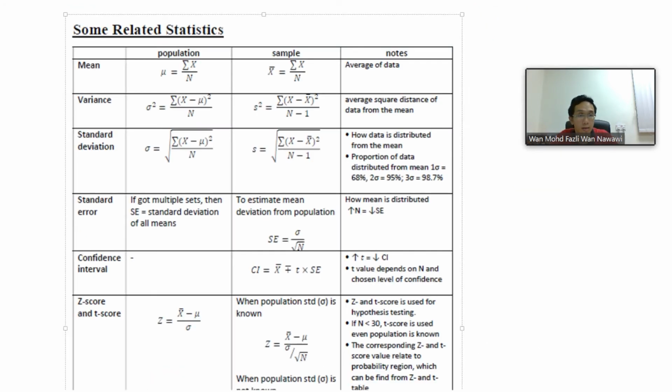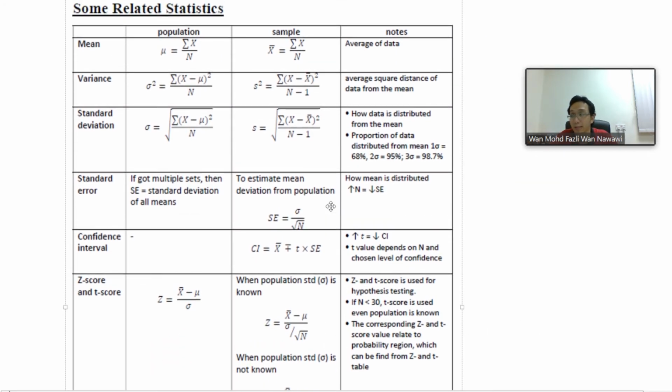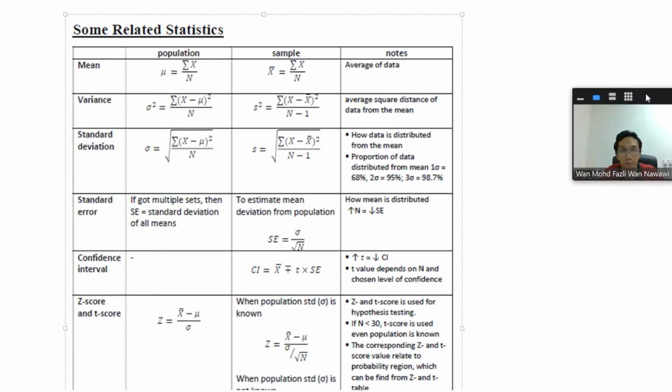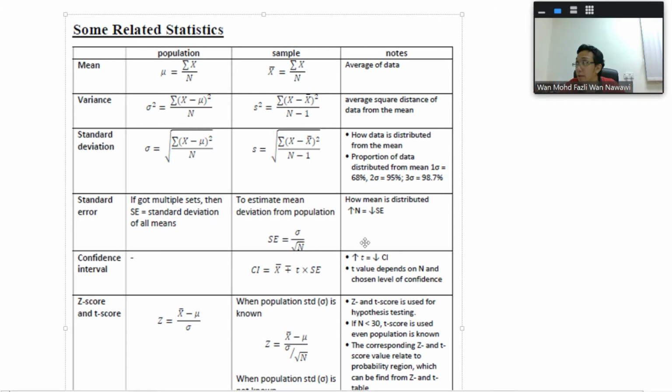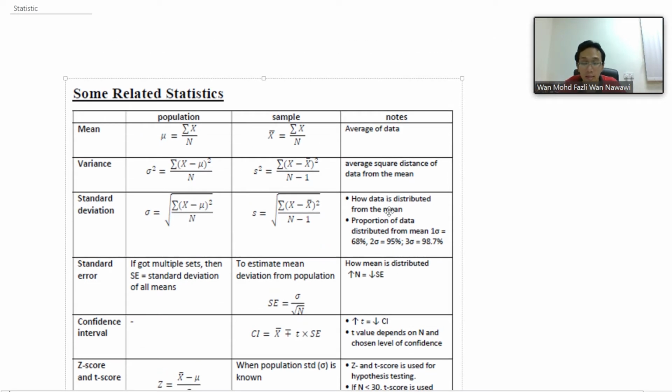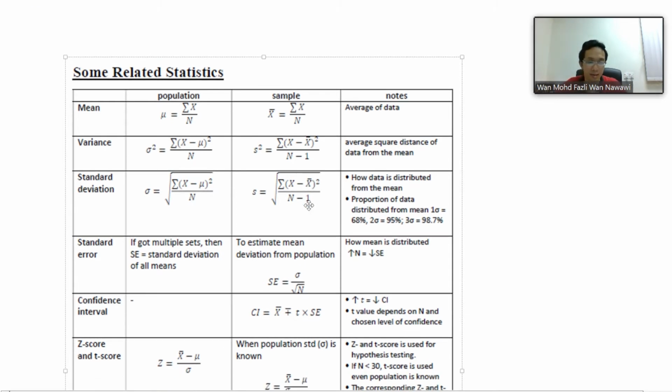In the handout, I give you something like this. You have certain basic statistics for calculation in statistical analysis. These are the standard, basic ones. So you have the mean. The mean here is basically the average. Mean is the average of the data. You can see there the average of the data.